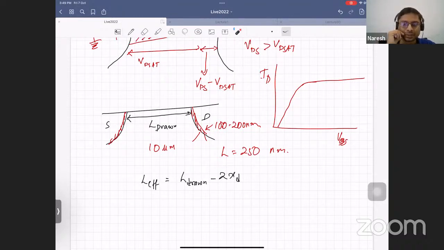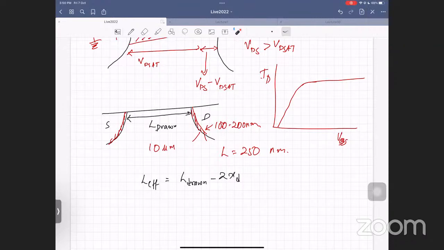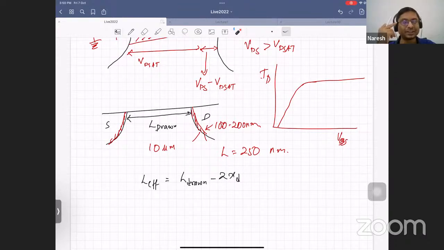What was the last part? The threshold voltage. Will it affect the threshold voltage? Yes, it does. Now if you have a depletion region here, now you don't have to invert this part.